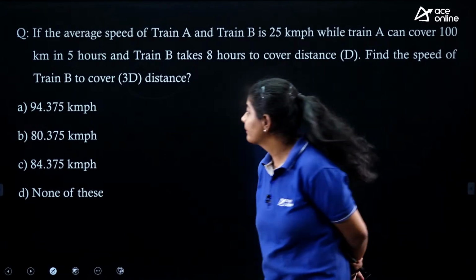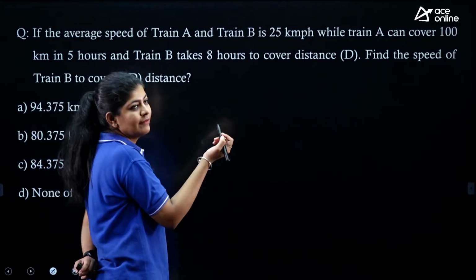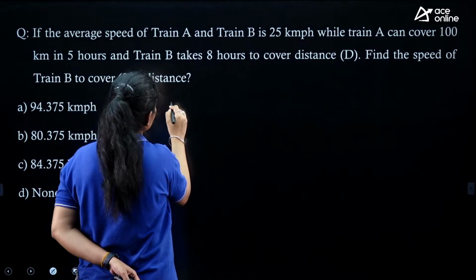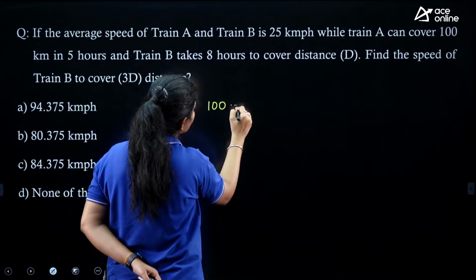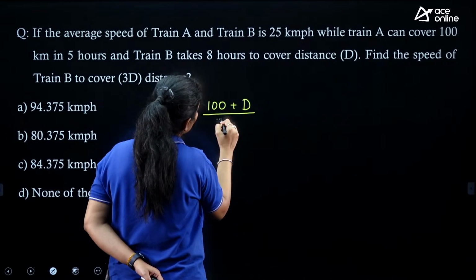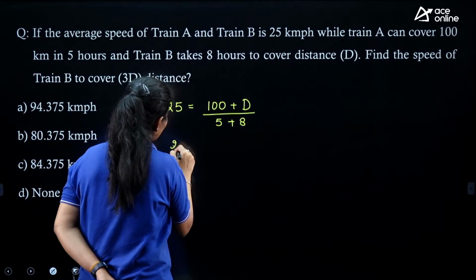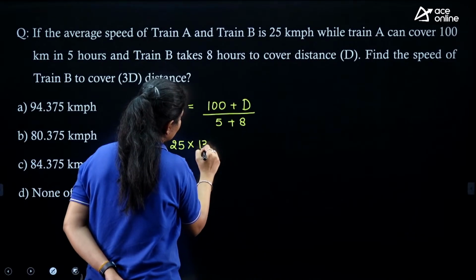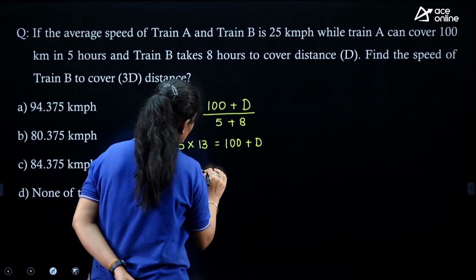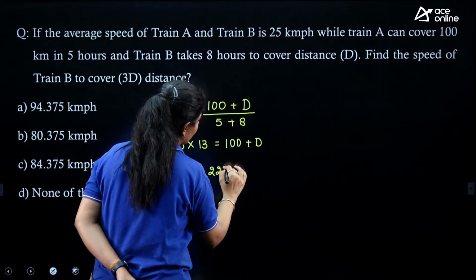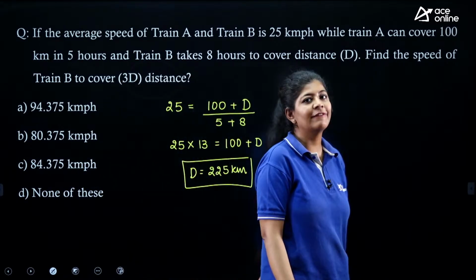Option number C, let's see. The question is saying average speed, so we simply use the formula of average speed, which is nothing but the total distance covered. So 25 should be equal to total distance covered, which is nothing but 100 kilometers plus D, divided by the total time taken. This is the formula that we need to use. Over here we have 25 multiplied by 13 equals 100 plus D. When you calculate D, you will get, I guess, 225 kilometers. The value of D that you got over here is 225 kilometers.